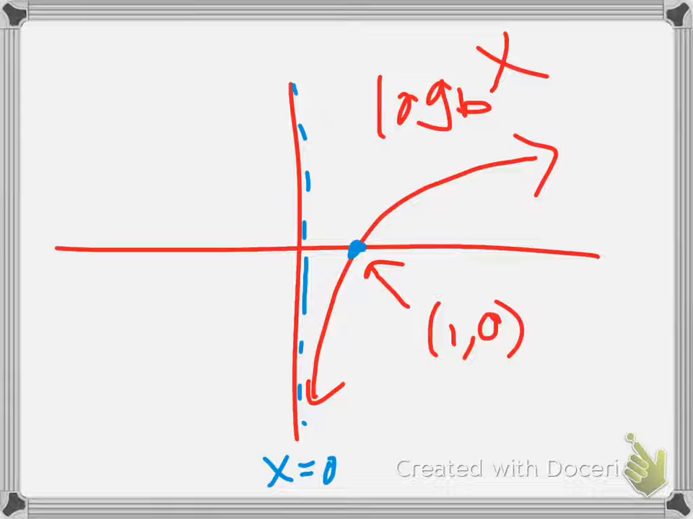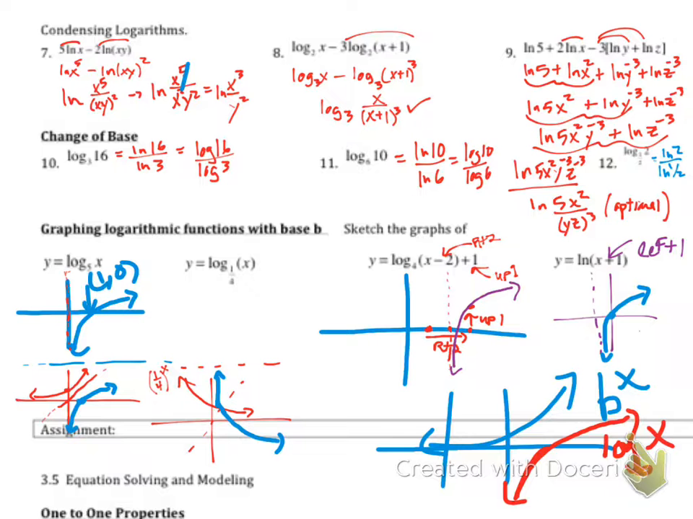The key features are it has a vertical asymptote at x equals 0, and it goes through (1, 0). It can be log base e, natural log, or log base 10. They all go through (1, 0), and they all have a vertical asymptote of x equals 0. Now, using that knowledge, let's go back a little bit further.